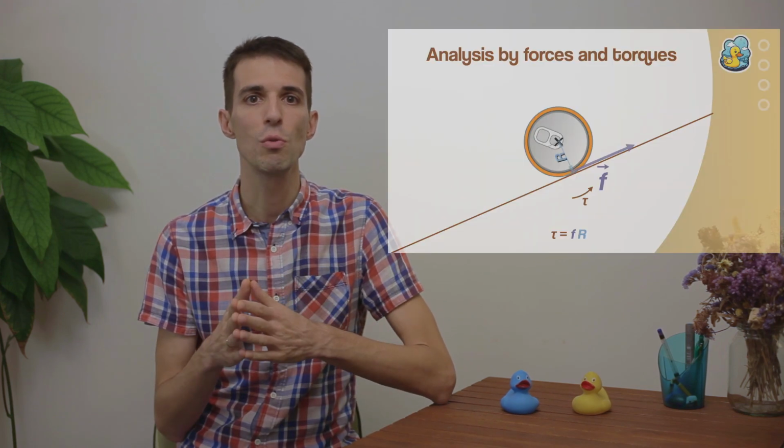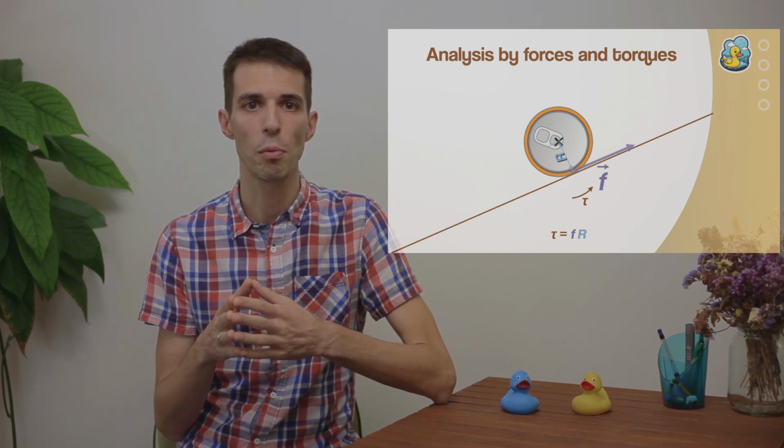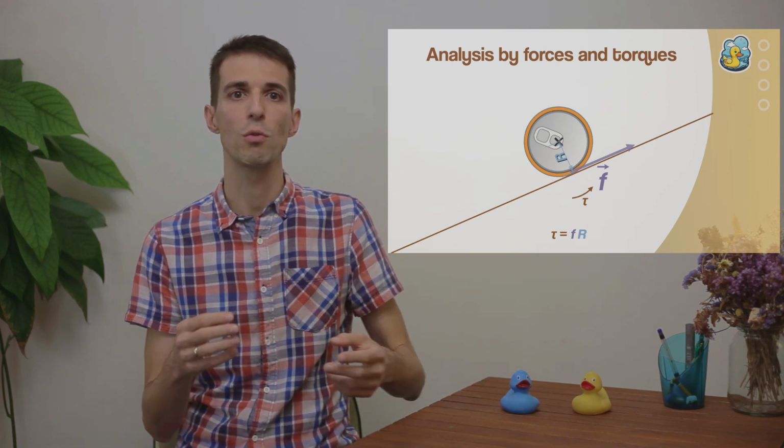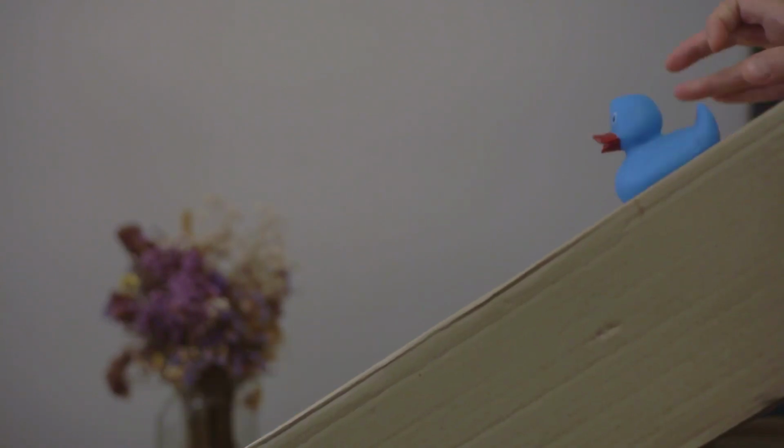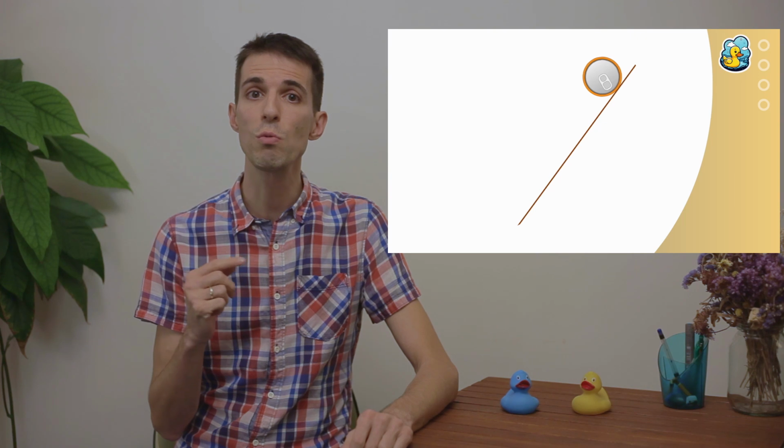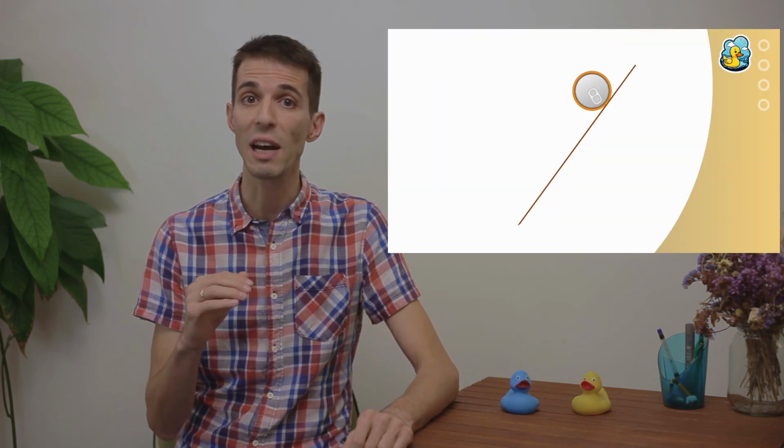This is all thanks to friction. Static friction provides the grip that allows the object to turn, rather than just slipping down. That's the reason that if the slope is too steep, the friction might not be enough, and the object will slide instead of rolling, just because of the angle.